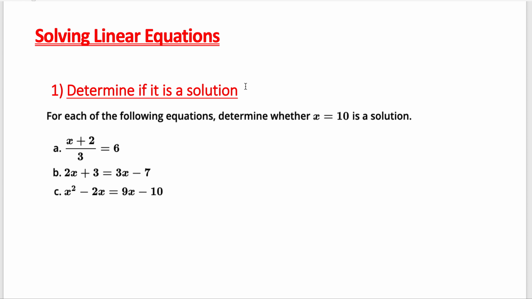Okay, girls, we're going to start our new topic on linear equations. And our first lesson is on solving linear equations.